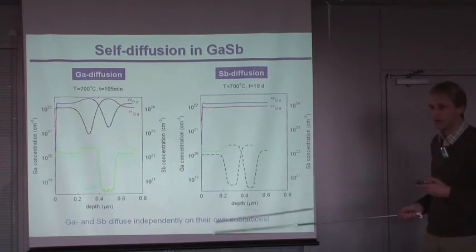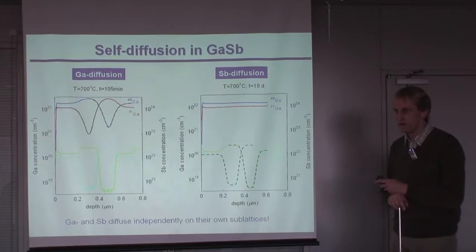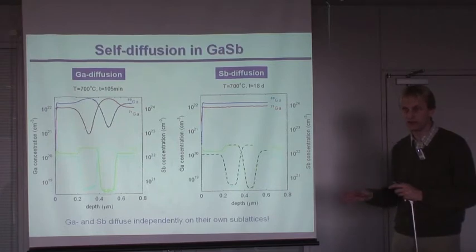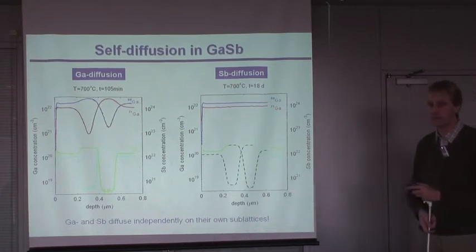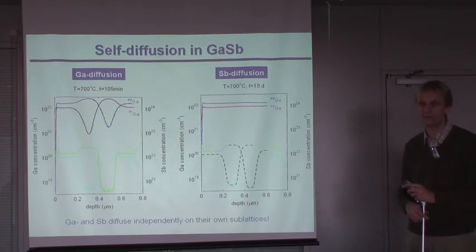So this here is an example which you probably have never seen: a material system where on one sublattice the self-diffusion is normal, very, very fast close to the melting point, but on the other sublattice, nothing is happening. It's stuck, so the antimony atoms don't move. They don't like to move. So that's really fascinating, no?